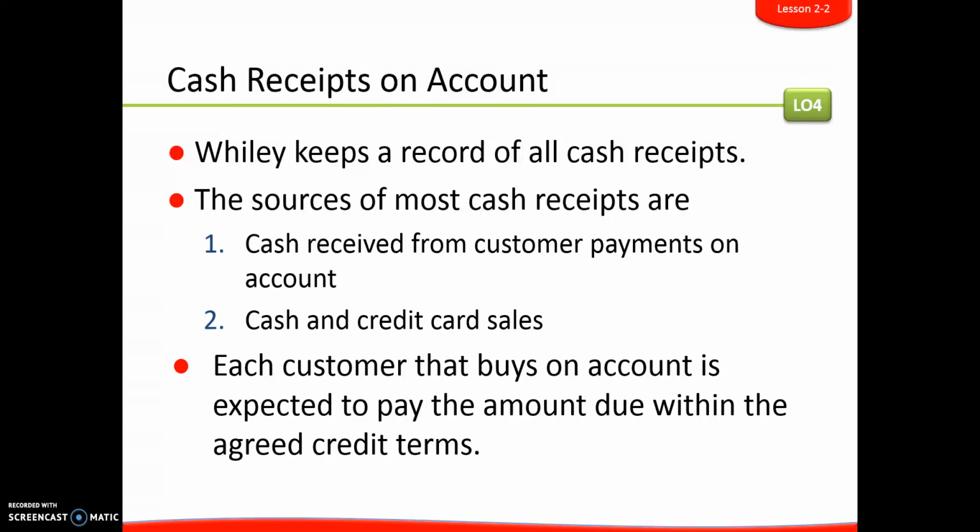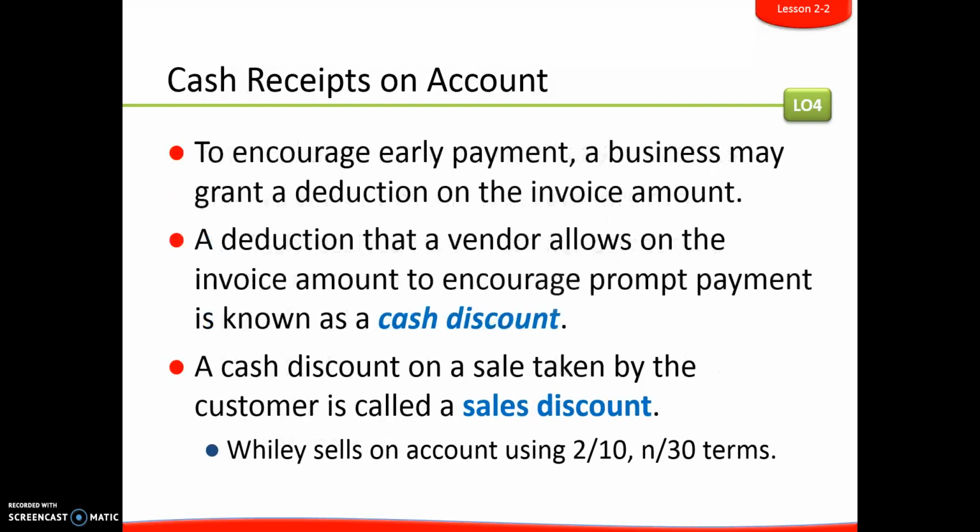Just as a friendly reminder, our company Wiley keeps a record of all cash receipts. Anytime they receive cash, they make a receipt for it. The sources of most cash receipts are usually cash received from customer payments on account, and also typically cash and credit card sales. Each customer that buys on account is expected to pay the amount due within their agreed credit terms. More often than not, we do the 2/10, n/30. So 2% off if you pay in 10 days, or the net of your purchase is due in 30 days.